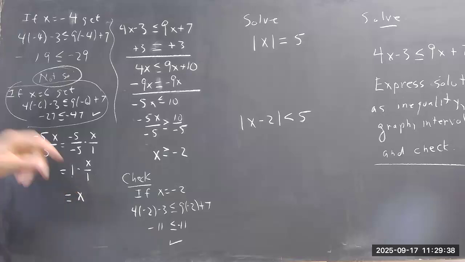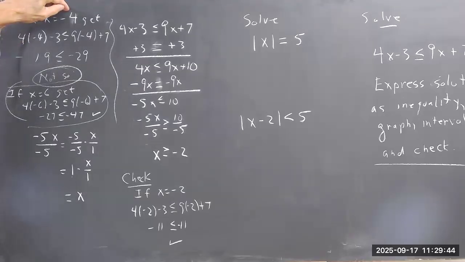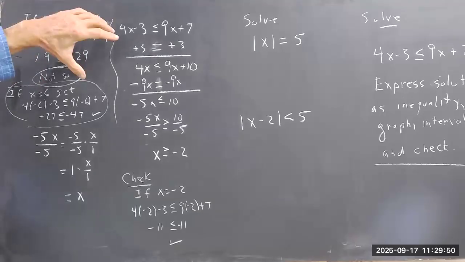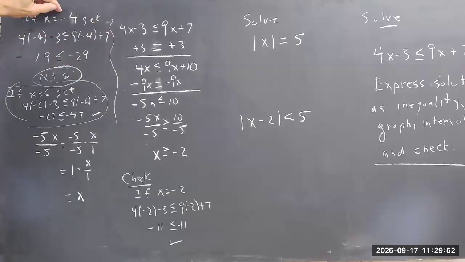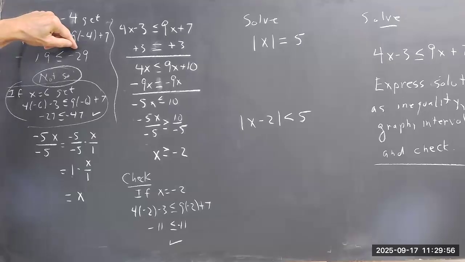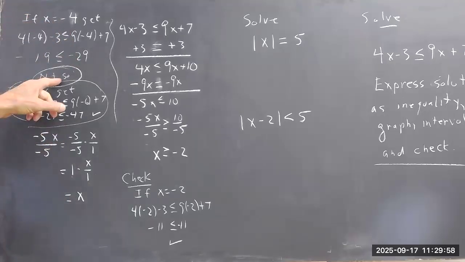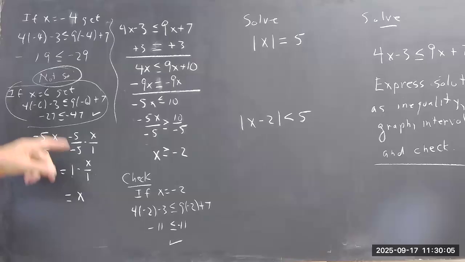We end up with x. Okay, continuing with the check, x equals -4, and that's on one side of -2. And I'm going to use x equals 6, which is on another side of -2. If x is -4, we substitute into the equation. We get -19 less than or equal to -29, which is not so. This tells us that -4 shouldn't be in the solution set.